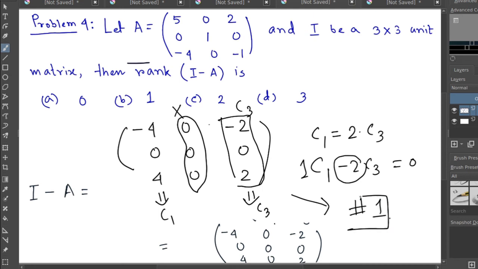Is this clear? There are 3 columns, so the maximum rank can be 3. But first of all, the second column is a 0 column, which will not contribute to the rank because the 0 vector cannot be included in a linearly independent set. Now consider the first and the third column. The first column is a linear combination of the third column, so only one column will contribute in the linearly independent set. So the rank of this matrix is 1. So the correct answer is 1.